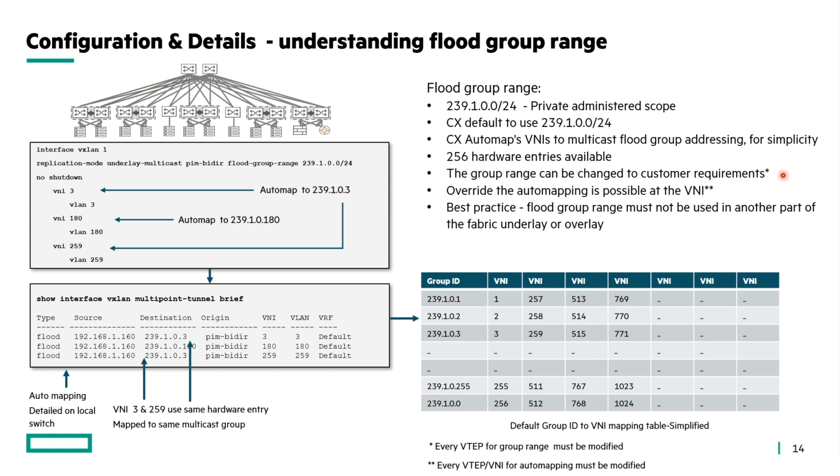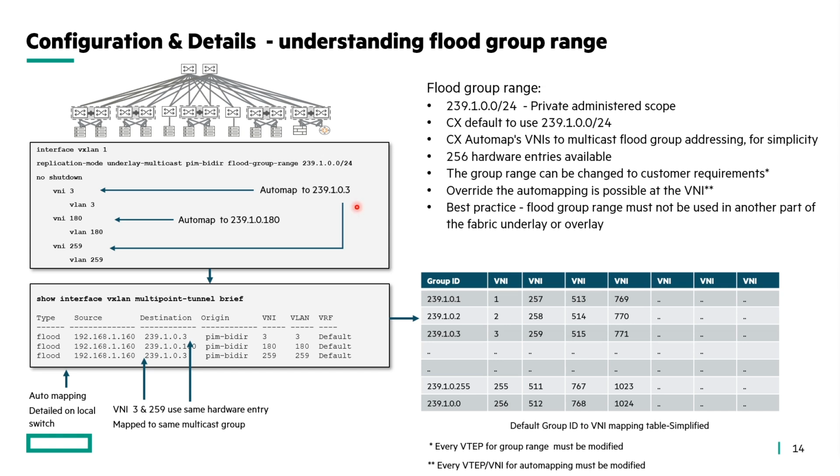Although the group range can be changed to customer requirements, this would mean changing the default group range on every VTEP. There's also a possibility to override the auto mapping at each VNI, and if this is done, then this must be modified at each VTEP and VNI. Best practice when using the flood group range, it must not be used in any other part of the fabric, either in the underlay or the overlay.